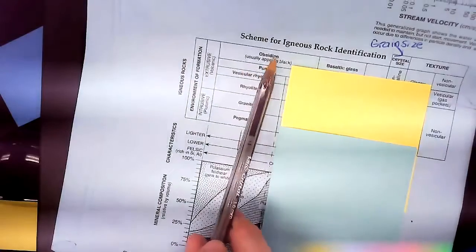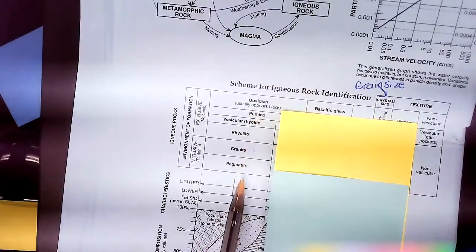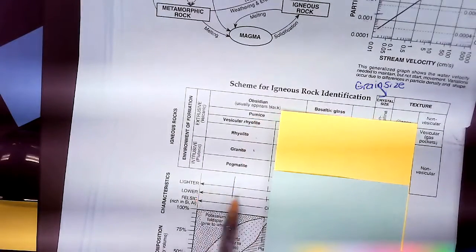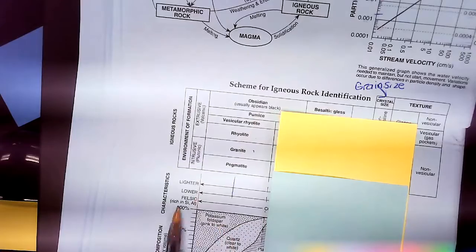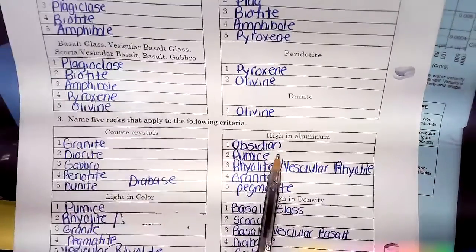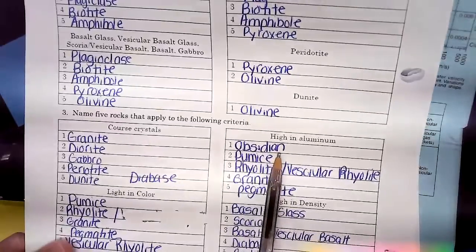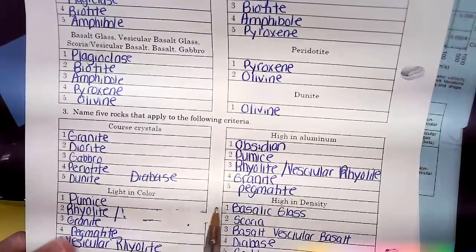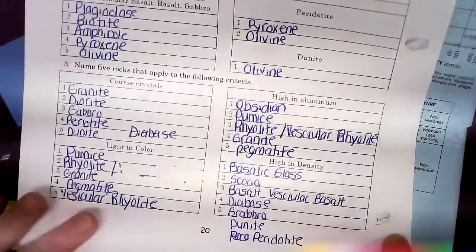However, even though it usually appears black, obsidian is still on the lower density side and the felsic side. So I did include it in the higher in aluminum list. So it's obsidian, pumice, rhyolite, vesicular rhyolite, granite, and pegmatite.